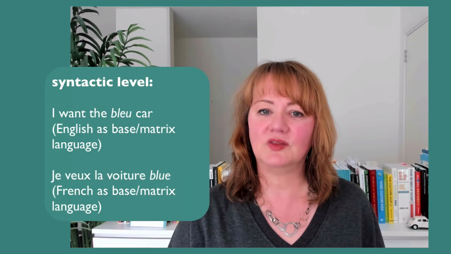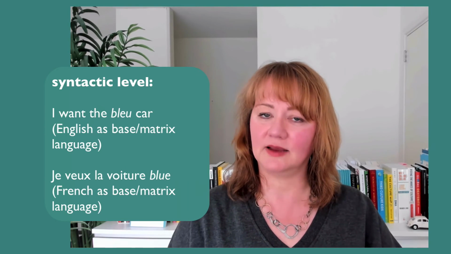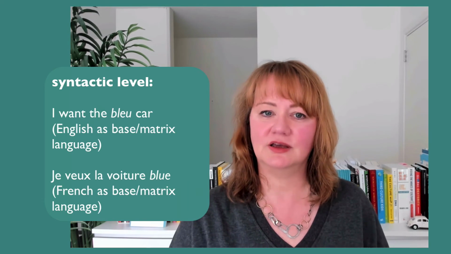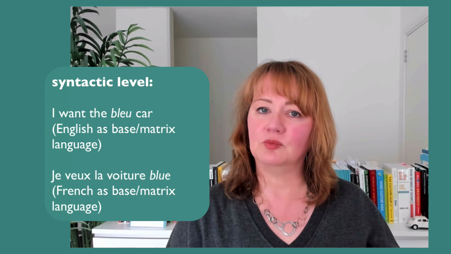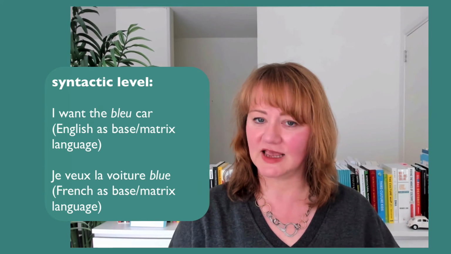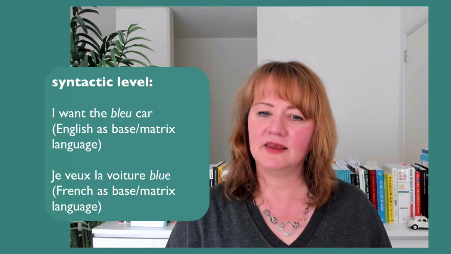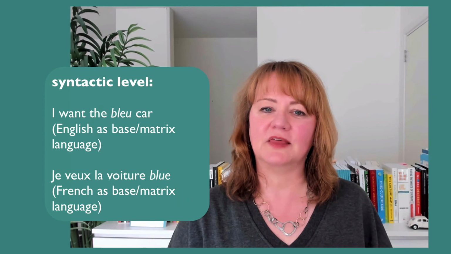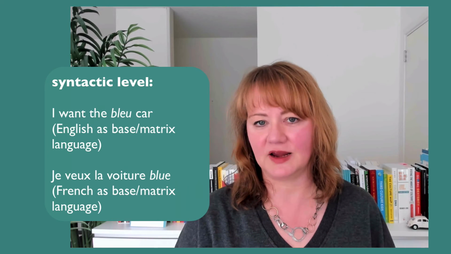Let me make an example on the syntactic level. I want the bleu car, with the base language or matrix language being English. Or je veux la voiture bleue, with French as the base language. Base or matrix language means that the syntax structure is grammatically correct in that language. So, because the adjective, for example, precedes the noun in English and follows the noun in French, these two sentences are grammatically correct. Just the adjective used is from the other language.